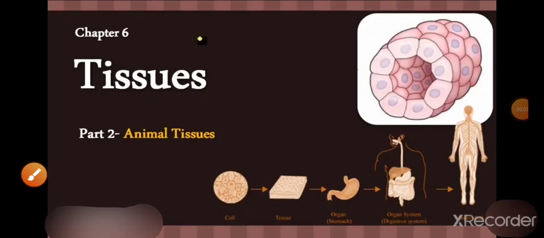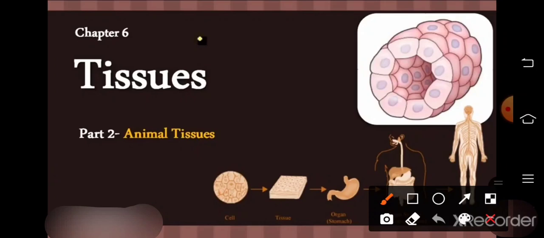Hello students, as you know, I have completed the first part of the tissues, that is plant tissue. So today I will explain animal tissue. My dear students, you know very well what a cell is. I have explained it in the previous lecture. So first of all, cell.